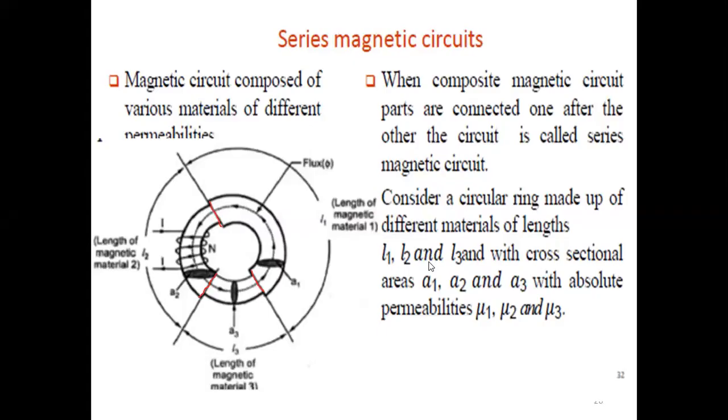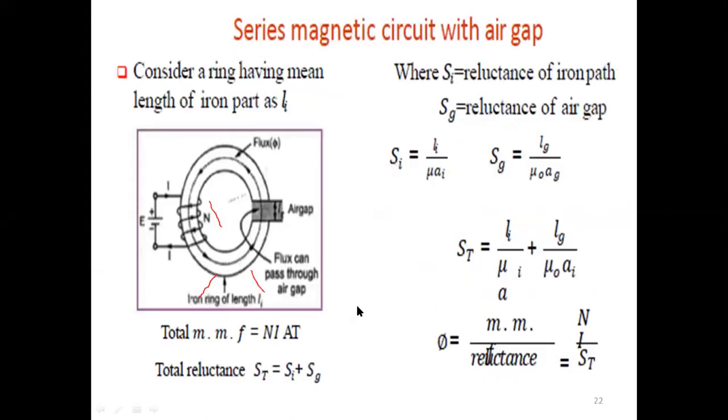That one we are going to call as series magnetic circuits with air gap. This is whatever we have studied without air gap here. There is no air gap here now. But next point we are going to discuss, that is series magnetic circuit with air gap. You take the heading: series magnetic circuit with air gap.